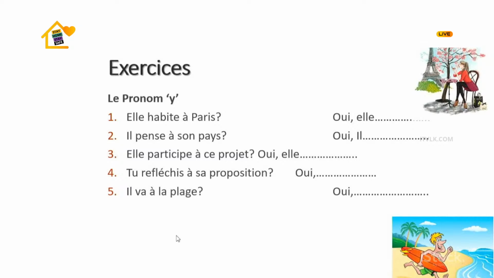Next one. Il va à la plage. Il va à la plage. À, that is the preposition. Preposition plus a place. So you can replace à la plage by using the pronoun y. So you can say oui, il y va.